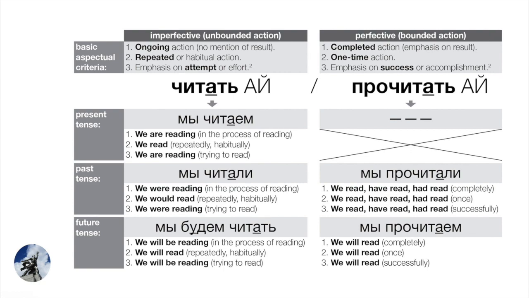Okay, so let's look at this little table. Again, this may be a case of overkill in a way, but I'm trying to be really exhaustive and talk about this very carefully. So let's take our basic pair we just discovered, читать, прочитать, the pair meaning to read. Читать is the imperfective version. Прочитать is the perfective version.